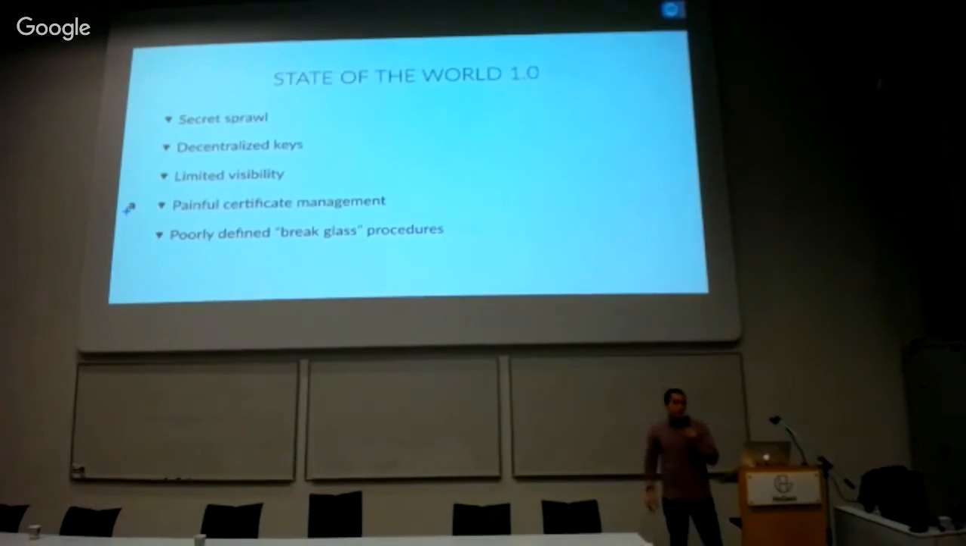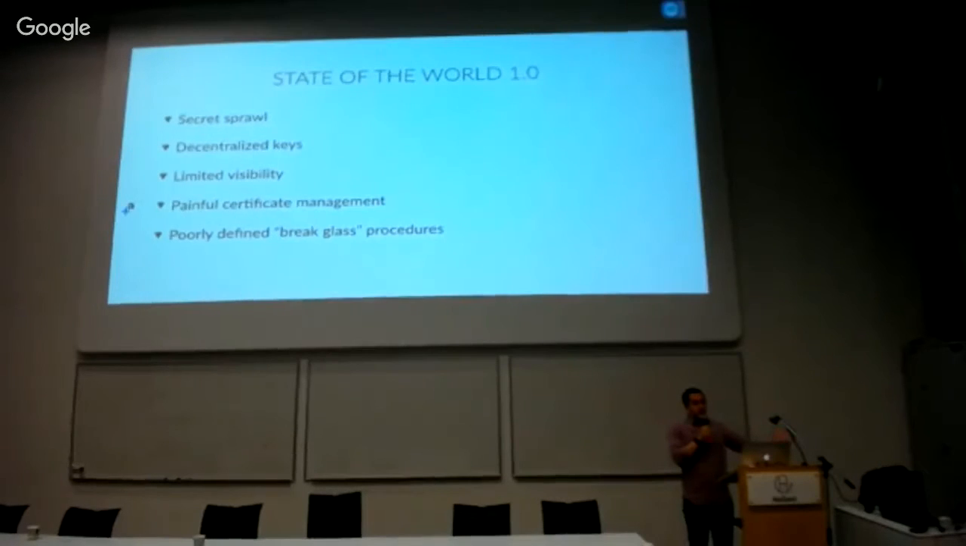So the state of the world 1.0 is sort of this, just in review. There's a lot of secrets that won't go away. You have secrets all over the place that you're not tracking in a centralized way. You have limited visibility into how these secrets are being used, and painful cert management, and then poorly defined break glass procedures for when things inevitably do go wrong.